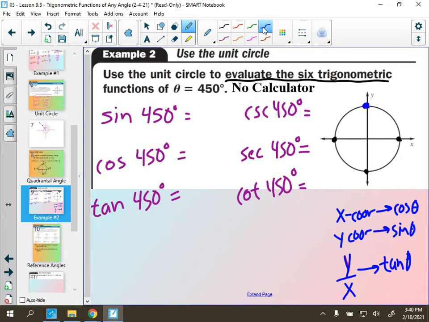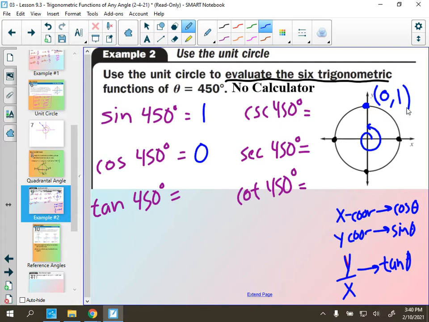That's where we're at. What are the coordinates of that point? That actual point on the unit circle is 0, 1. That's the only point I need to know right now. I don't even need to put those other ones on there, because 450 degrees puts us right there. Okay. What's my x coordinate at that point? 0. That's my cosine. What's the y coordinate of where we're at? 1. That's my sine.